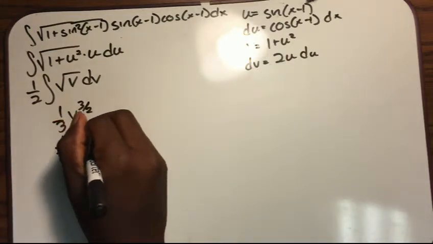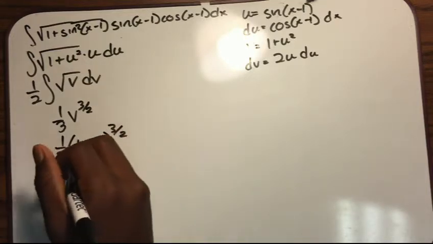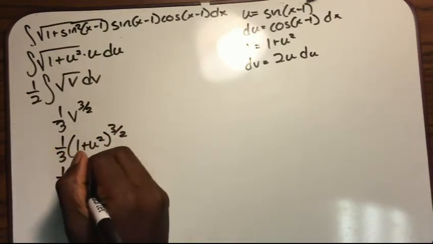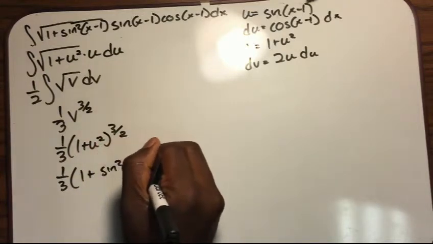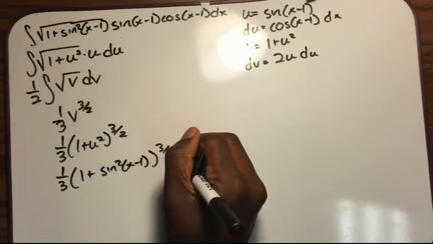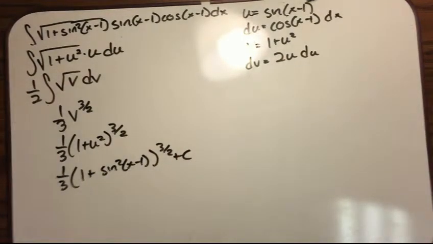Substitute u back in, so you get 1/3 times (1 plus u squared) to the 3/2. Now you substitute x back in, so it's 1/3 times (1 plus sine squared of (x minus 1)) to the 3/2 plus c. So that's part B.